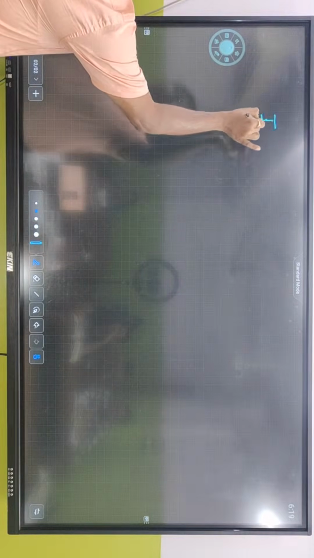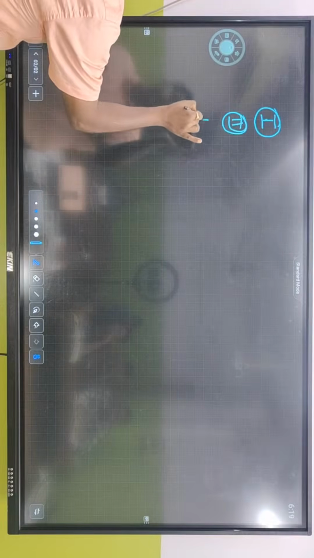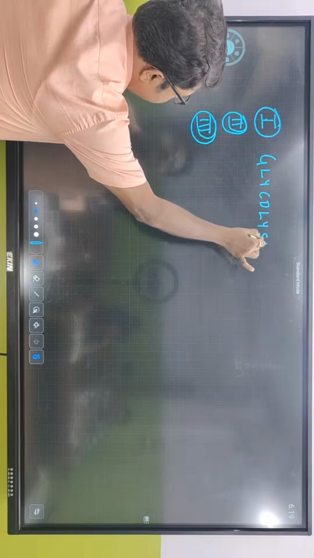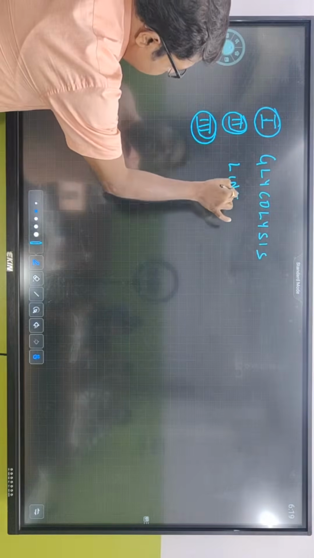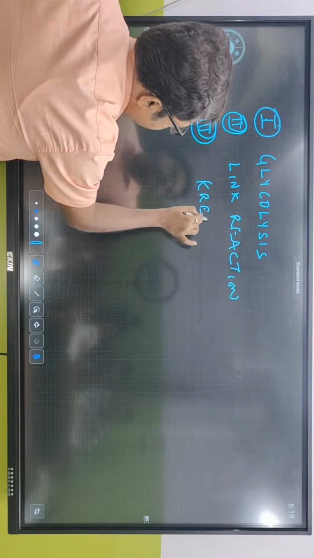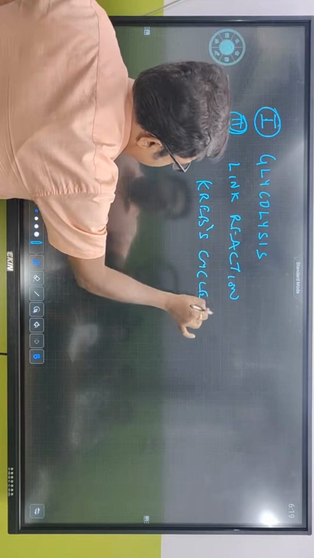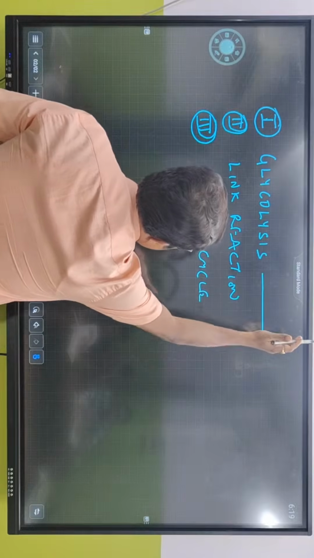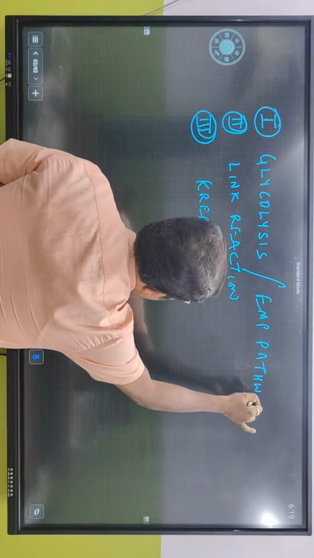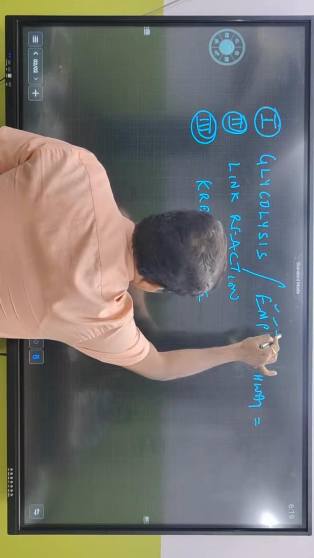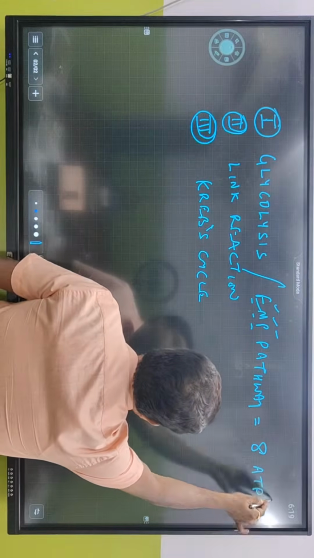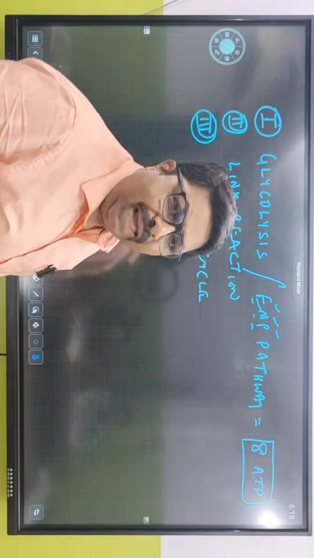So what are the 3 steps required for getting this 38 ATP? The first step is glycolysis. The second step is the link reaction, and the third one is the Krebs cycle. Now glycolysis is also called the EMP pathway, which has come from the 3 terms: Embden, Meyerhof, and Parnas pathway. And the net gain in this reaction is 8 ATP.